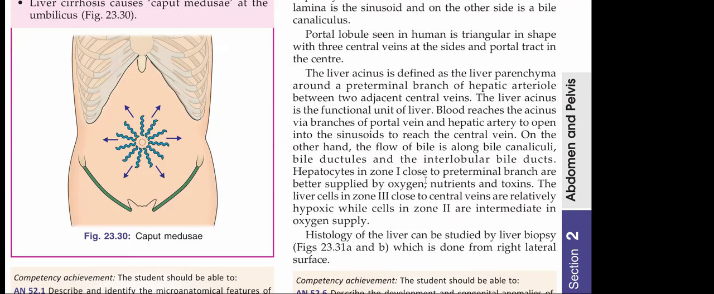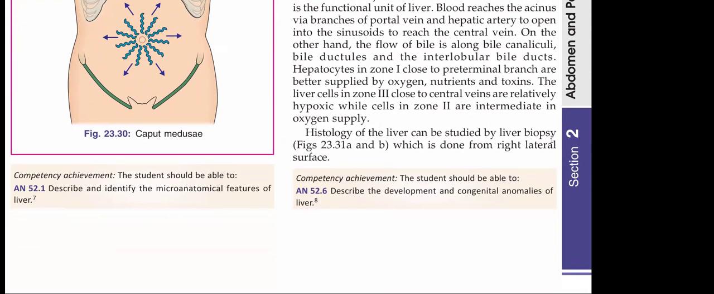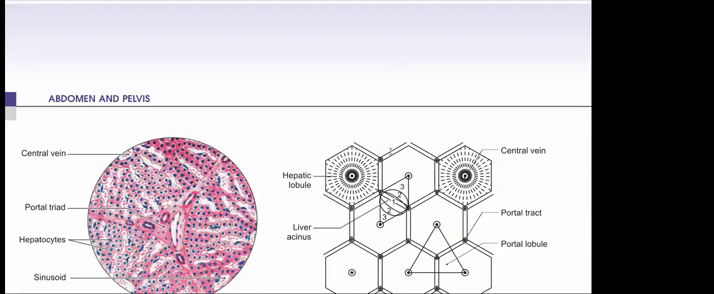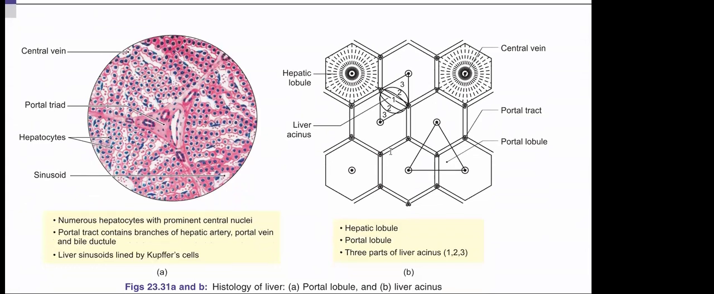Hepatocytes in zone 1 close to the pre-terminal branch are better supplied by oxygen, nutrients, toxins. The liver cells in zone 3 close to central veins are relatively hypoxic, while cells in zone 2 are intermediate in oxygen supply. Histology of the liver can be studied by liver biopsy, which is done from the right lateral surface. Histology of liver.